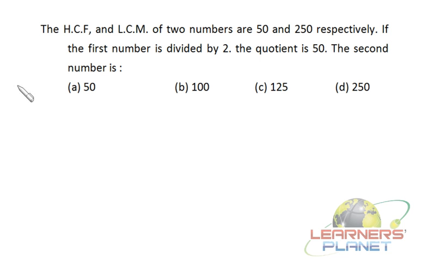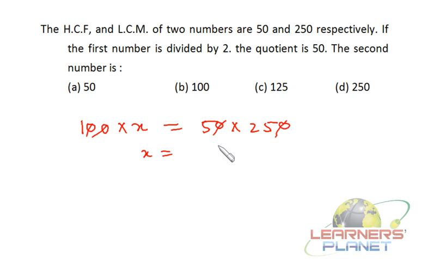Now let's see this problem. The HCF and LCM of two numbers are 50 and 250. If the first number is divided by 2, the quotient is 50. That means the first number is 100. Now let the second number be x. Product of the numbers is equal to product of their HCF and LCM, that is 50 into 250. That means x is equal to 5 into 25, that is 125. As simple as that.